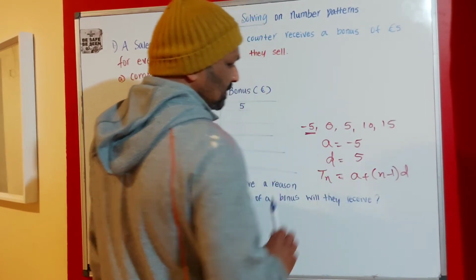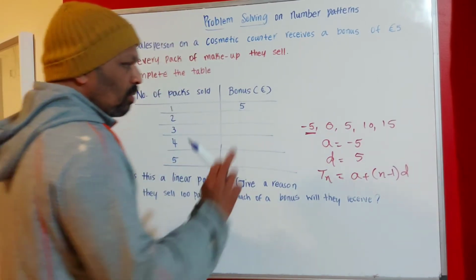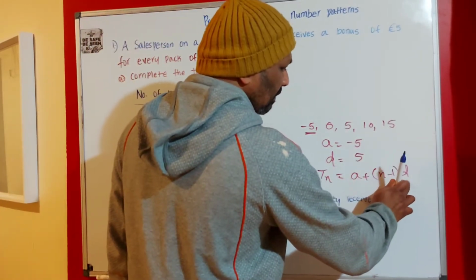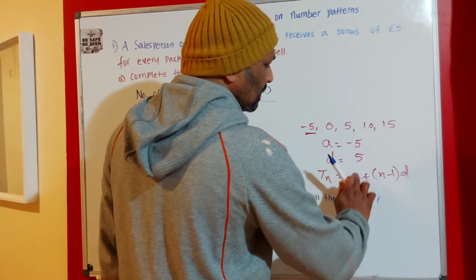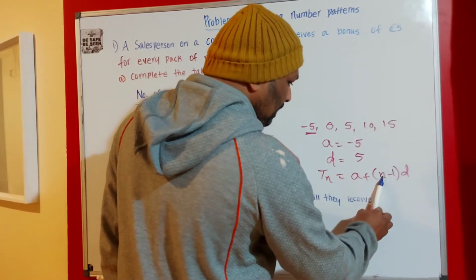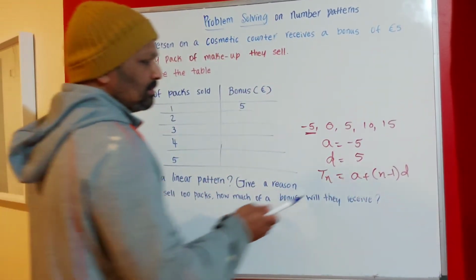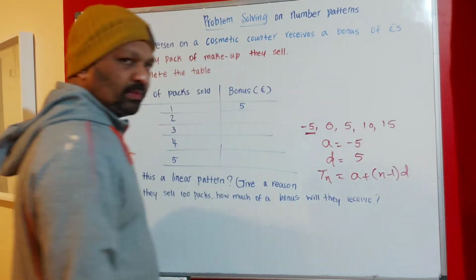So what is A? A is the first term. In this case, A is minus 5. What is D here? In this formula, D is 5. A is minus 5, D is 5. What is n? Minus 1 is a constant, so there is no need to discuss it. Minus 1 is minus 1 only.